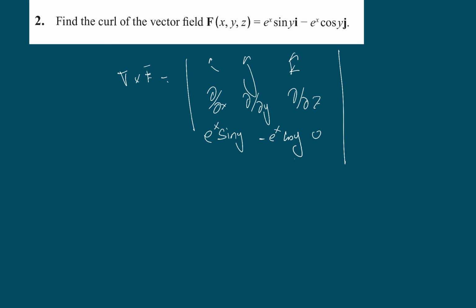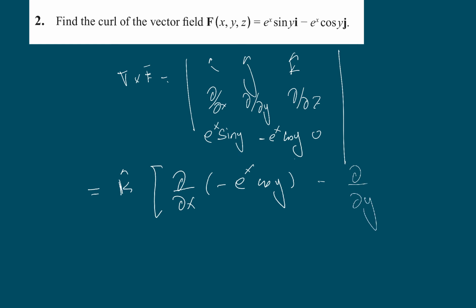The curl of f for the i component will be 0. For the j component will be 0, it will involve this minus this that doesn't depend on z, so it will be 0. So the only component that will survive is the k component. And the k component will be the partial derivative with respect to x of minus e to the x cosine of y, minus the partial derivative with respect to y of e to the x sine of y.